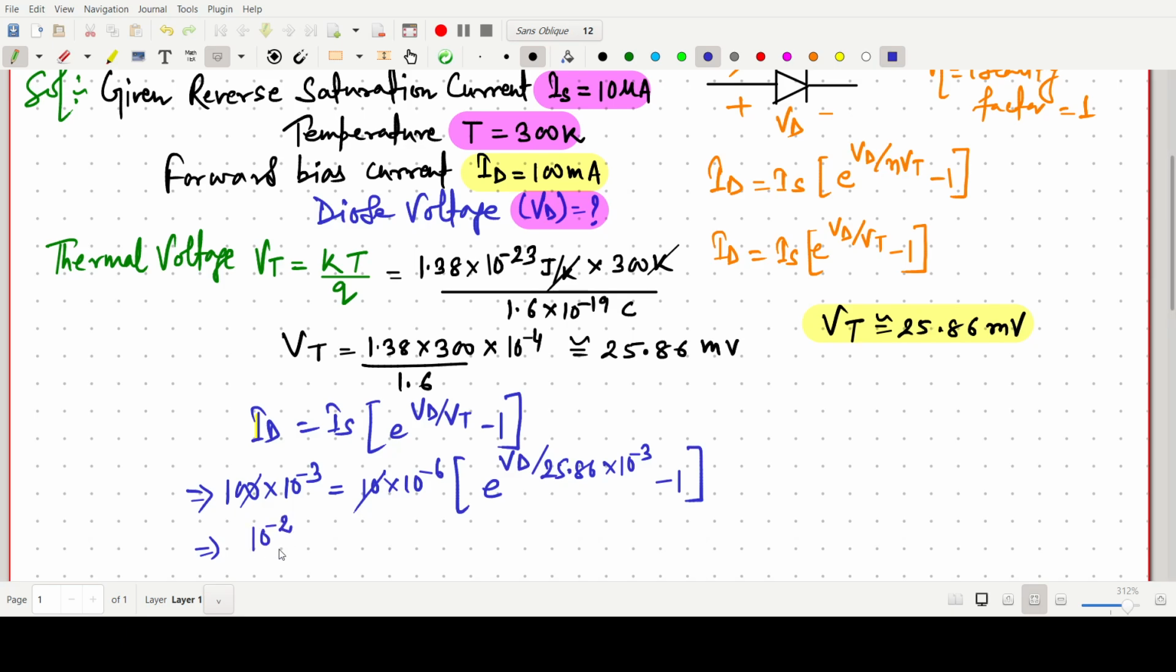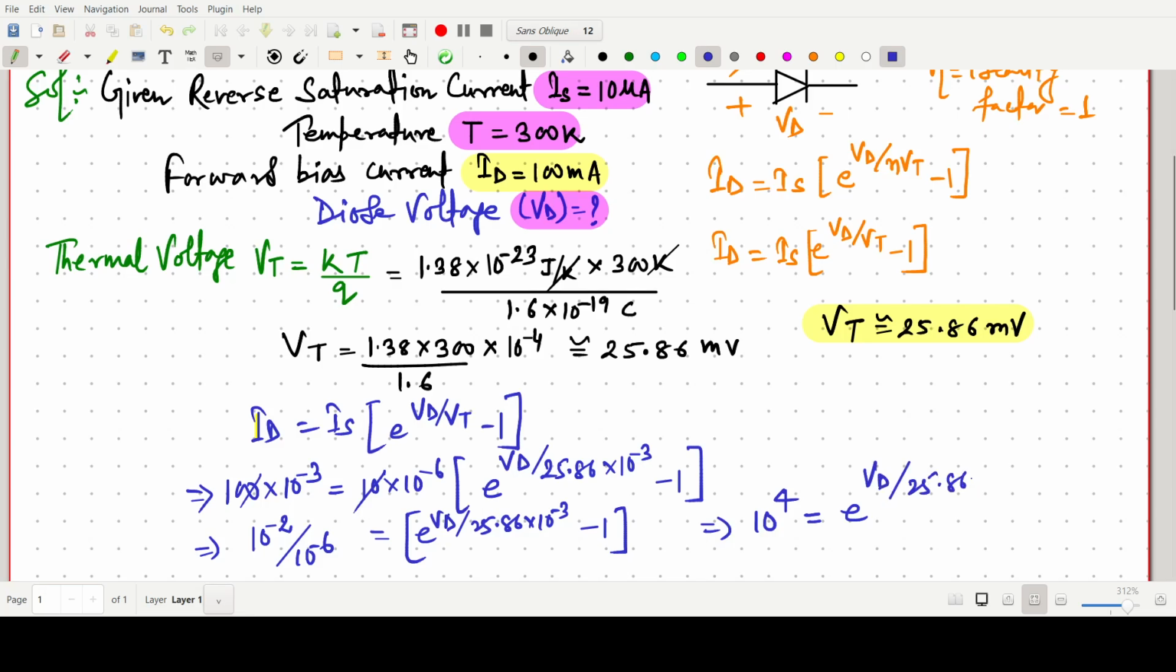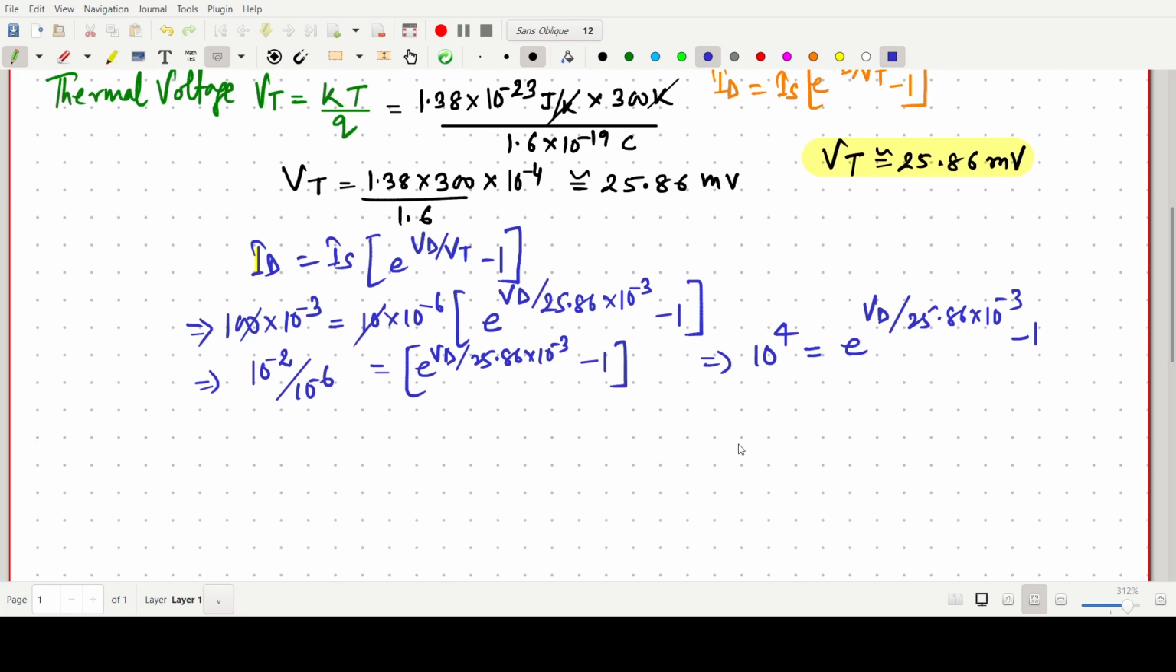10 to the power minus 2 divided by 10 to the power minus 6 equals to e to the power Vd by 25.86 into 10 to the power minus 3 minus 1. Okay, then again what we can write, if we solve this one, it will be 10 to the power 4. Simple calculation is there. Then e to the power Vd upon 25.86 into 10 to the power minus 3 minus 1. Okay, so now we will have to solve. So 10 to the power 4 means 1 2 3 4, plus 1 will be there.